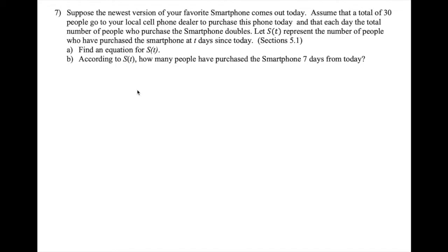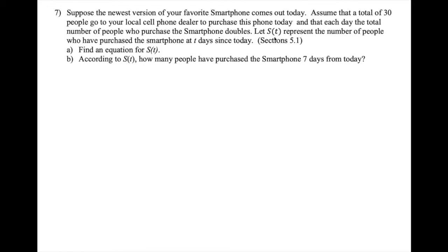Number 7. Suppose the newest version of your favorite smartphone comes out today. So we see a total of 30 people go to the dealer today, and each day the total number of people who purchase this doubles. So from there, each day the number of people doubles. You know that this shows you an exponential model.